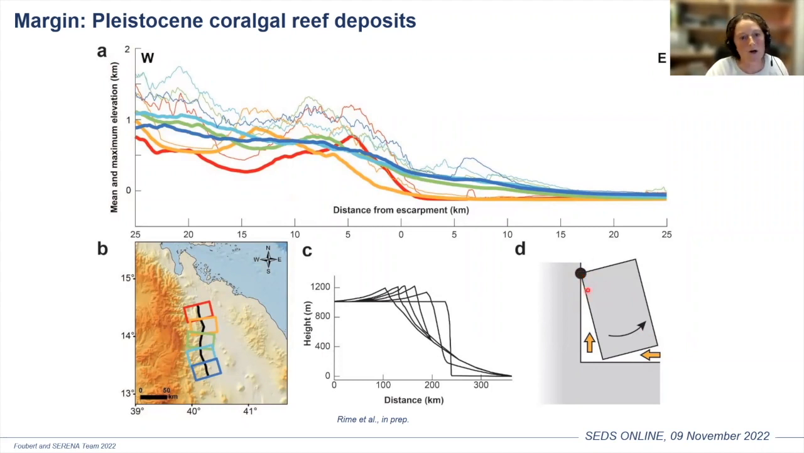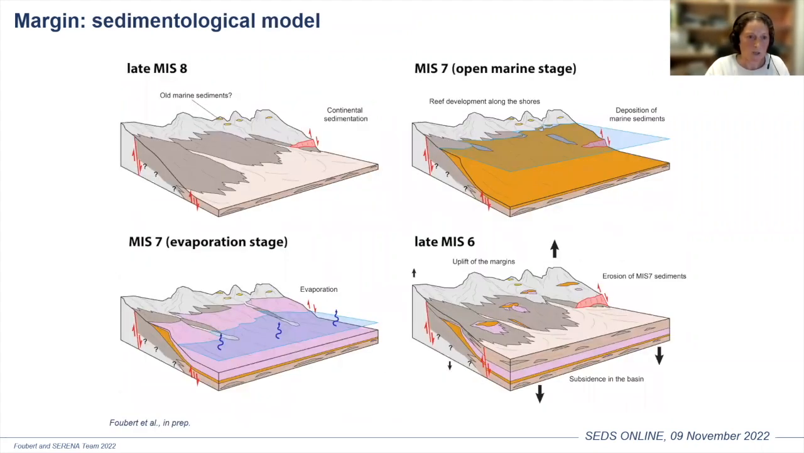So this is probably causing most of the uplift in the north. So this is the sedimentological model we propose for the evolution of the basin margins, at least for the part where we're sure, not for the older coral reef terraces.